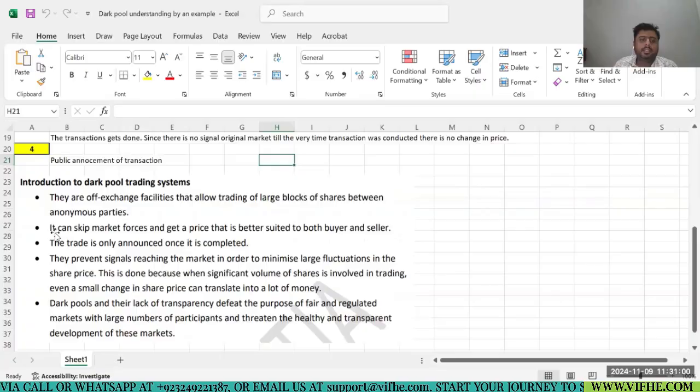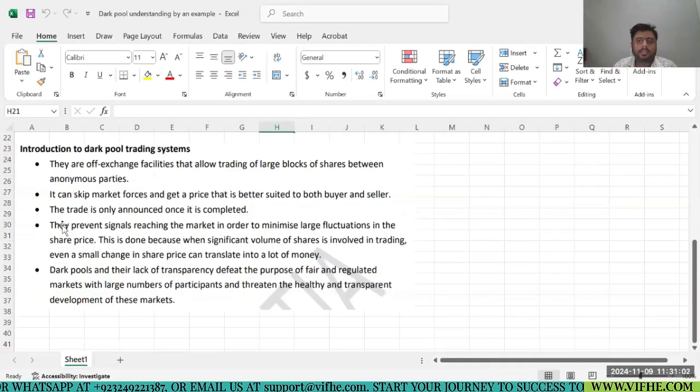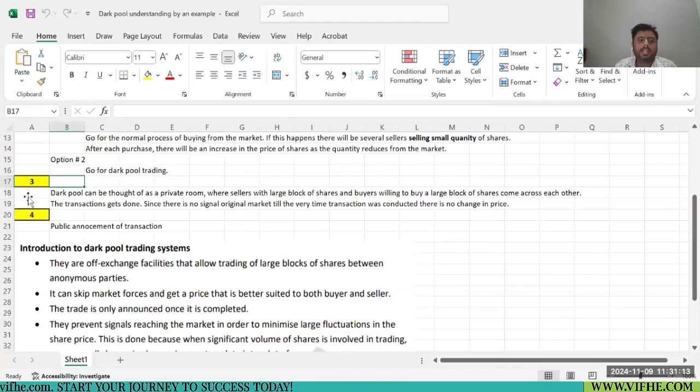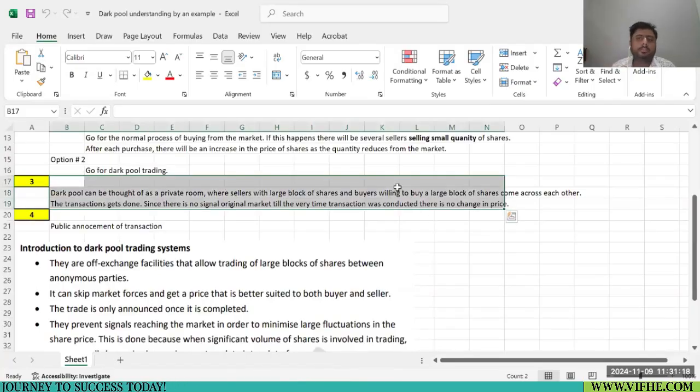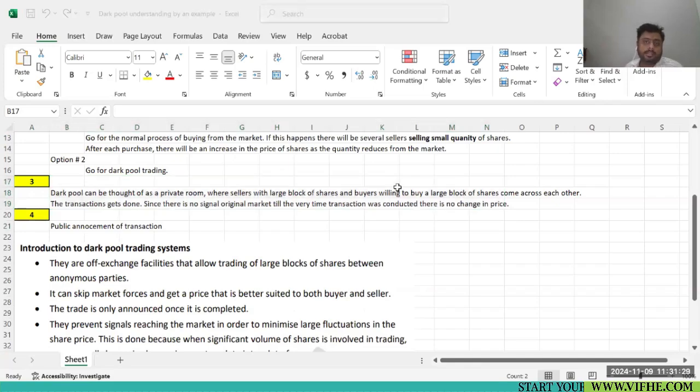Okay. There are some points about dark pool trading system as well that I have wrote over here. Number one, they are off exchange facilities that allow trading of large block of shares between anonymous parties. Okay, one thing to remember is that at point 3, in the dark pool, both parties are going to be private, which means that the buyer will not know from whom it is buying it. The seller will not know from whom to whom it is selling. They just enter a room.